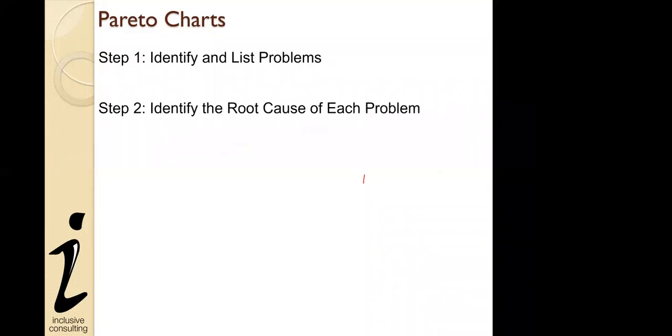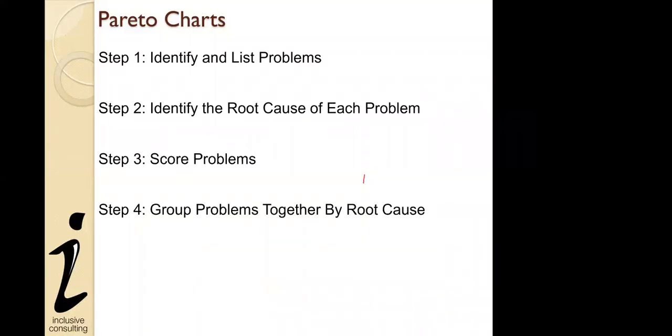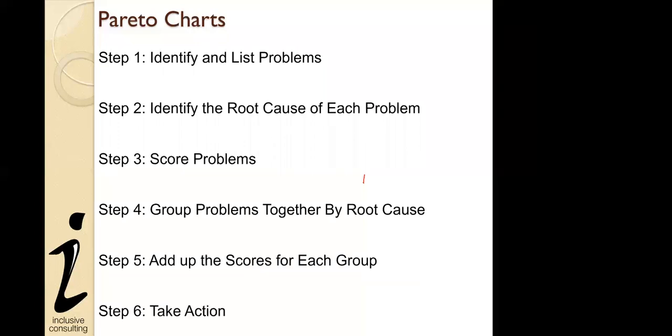Let's take a look at a practical example. The steps in which you will do this: you have to identify and list the problems first. You have to identify the root cause of each problem, score the problems, group problems together by the root causes, add up the scores for each group, and then take the action and make the decision.